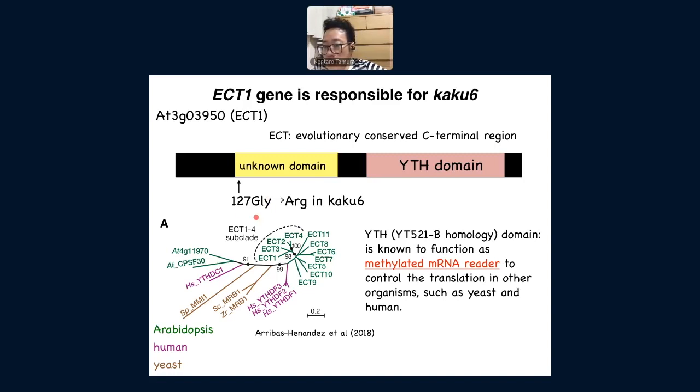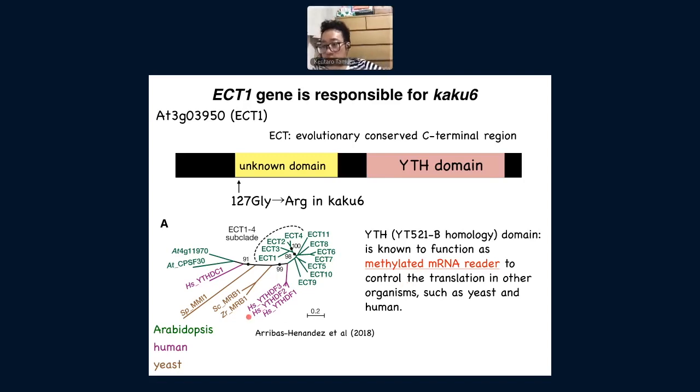The KAK6 mutation was found in this unknown conserved domain, and this mutation changes glycine to arginine. The YTH domain is well conserved in eukaryotic cells, and it is known to function as a methylated messenger RNA reader protein to control its translation.